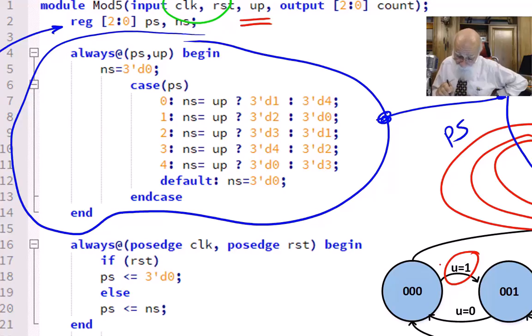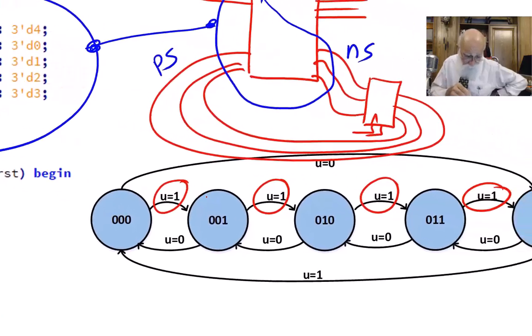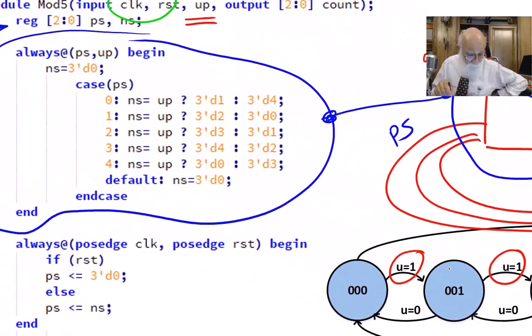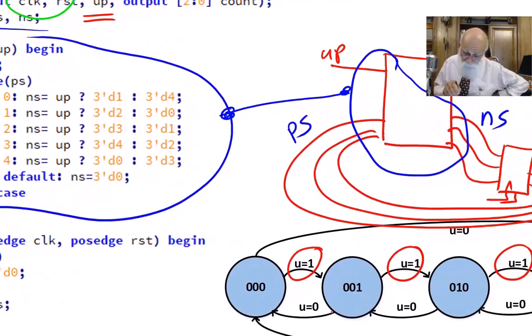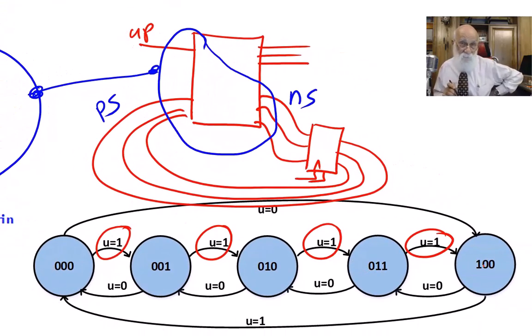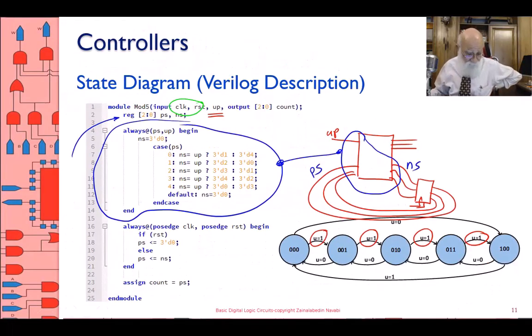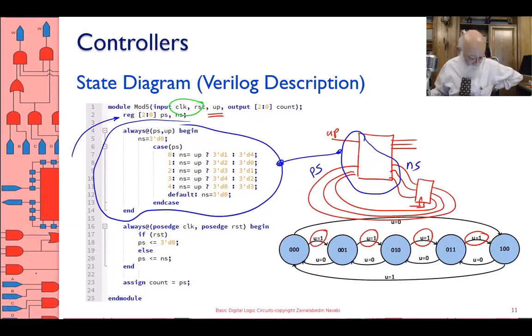Otherwise, you go to state 4. If up is 1, you go to state 1. If up is 0, which is this arrow on the top, that takes you to state 4. So for every state that you see here, there is a line in the case statement. Let me do the next one, for this state, state 1.